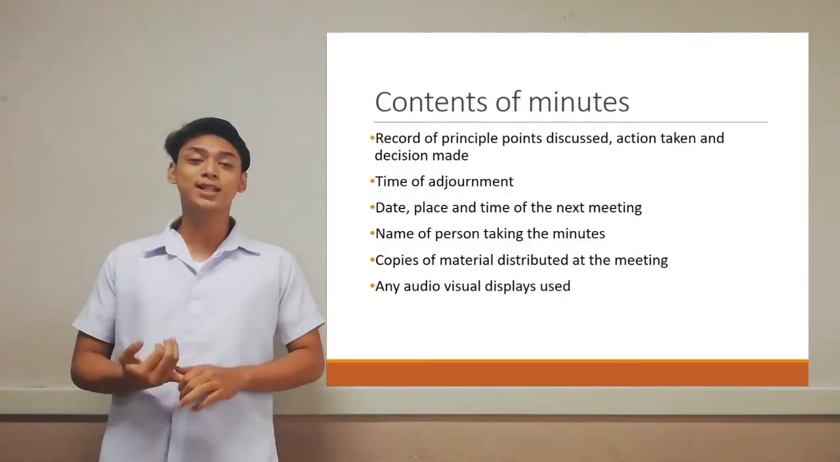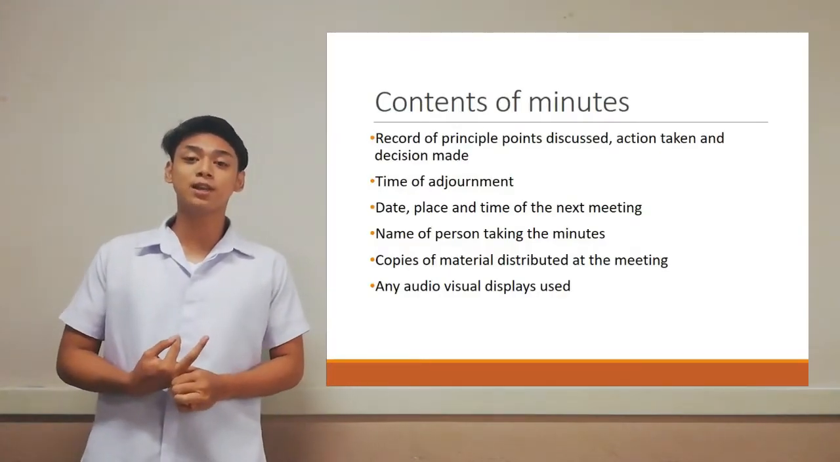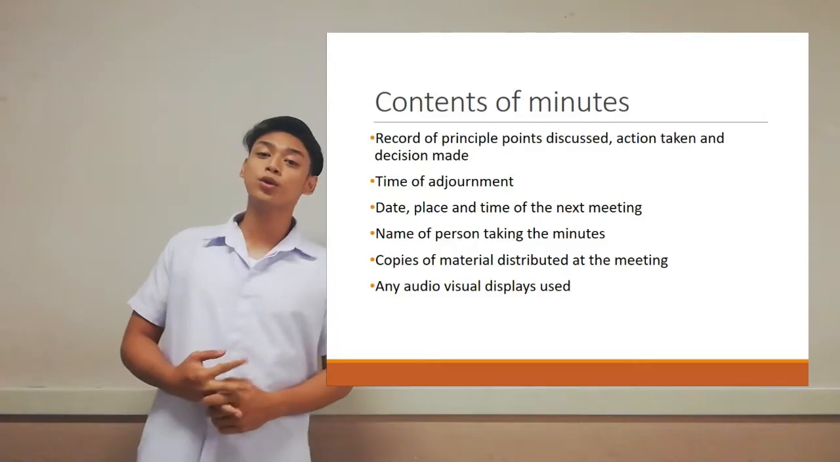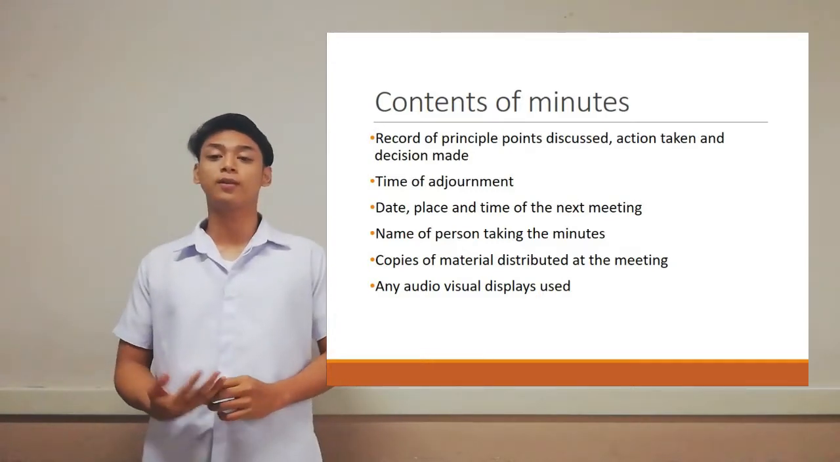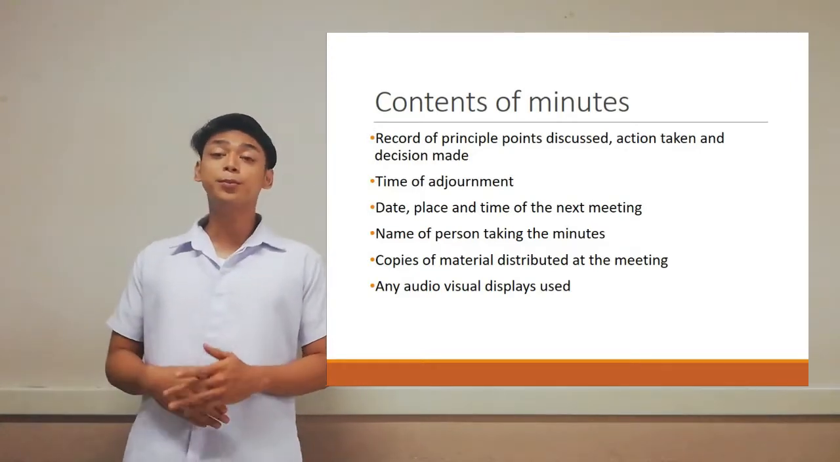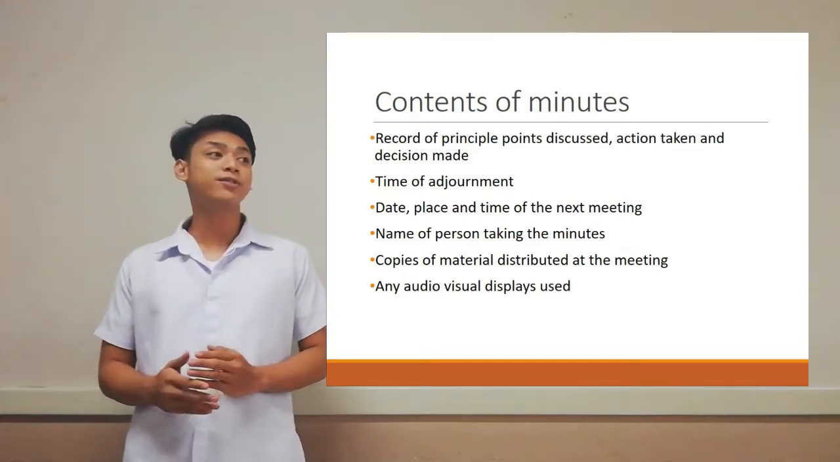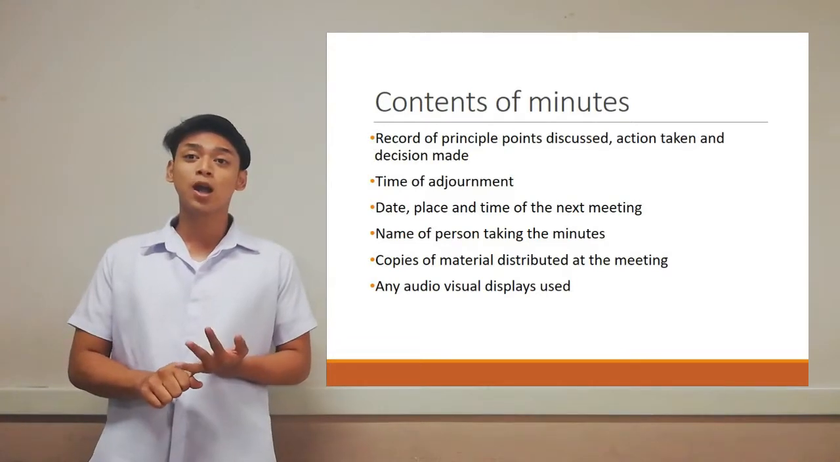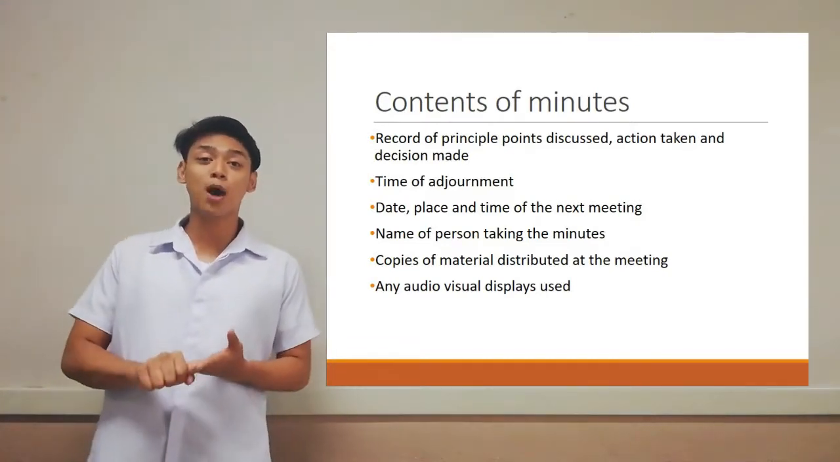Next one is the date, place and time of the next meeting. Next one is the person who is going to take the next meeting minutes. Next content is the copies of the material distributed at the meeting. For example, if this is a Xerox copy, paper, or a book.